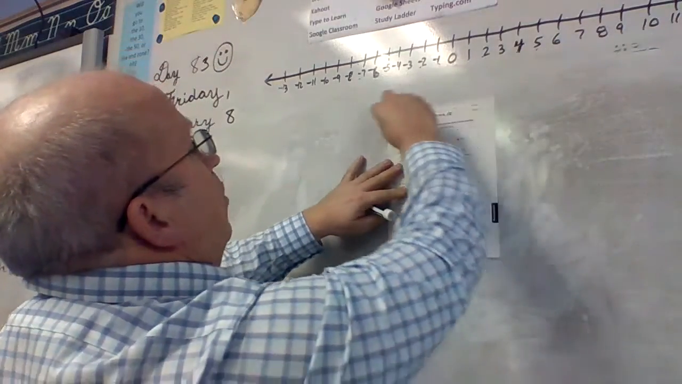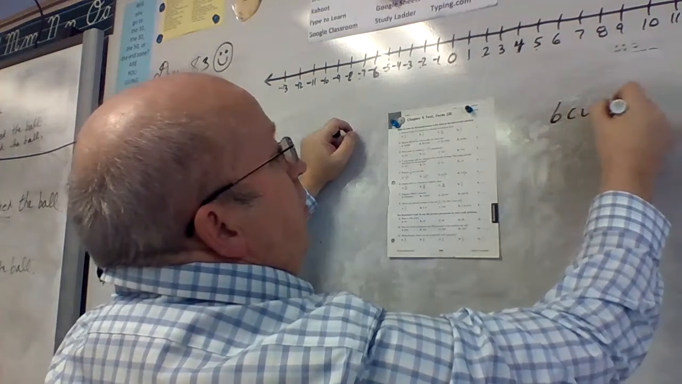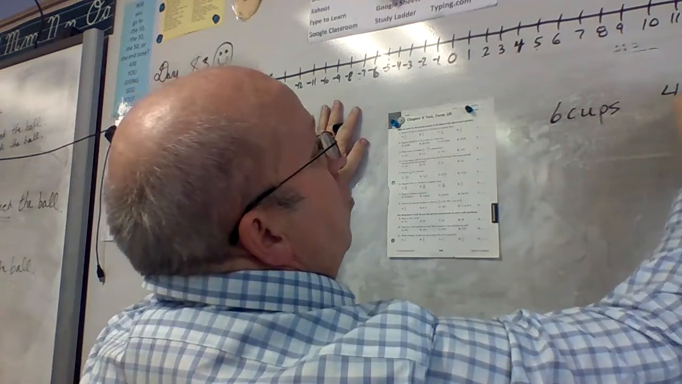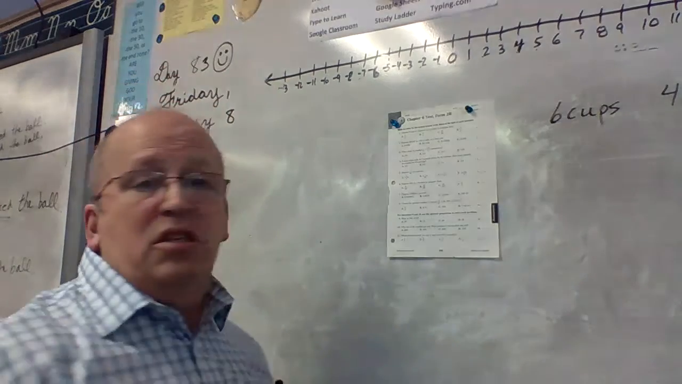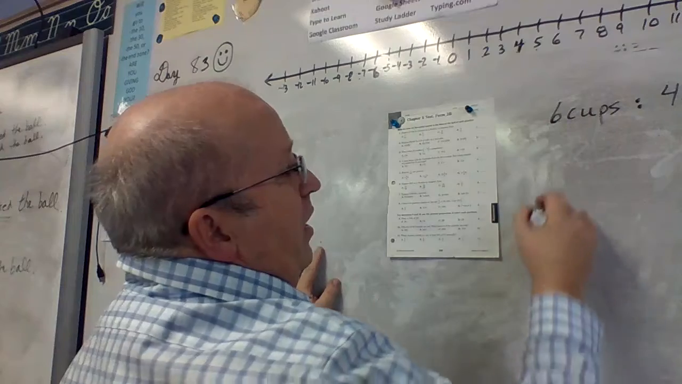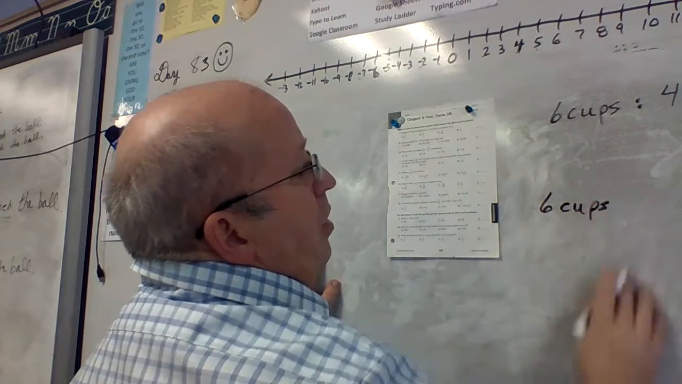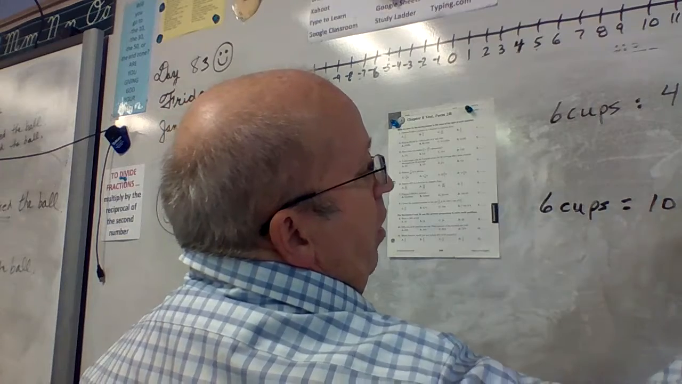I'm looking at number 1 right off the bat, where it talks about 6 cups compared to 4 quarts. And they want you to write it as a fraction in simplest form. I'm not going to do that one. But what if it said, say, 6 cups compared to 10 quarts? How would I do that?